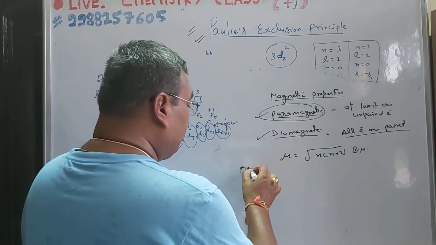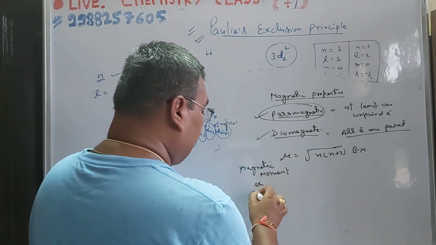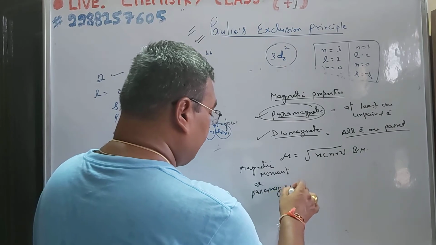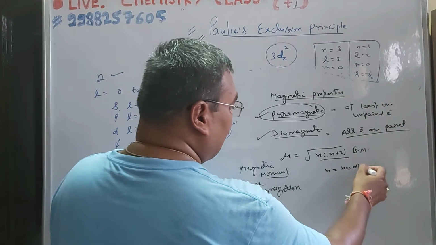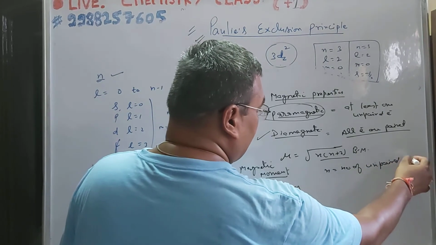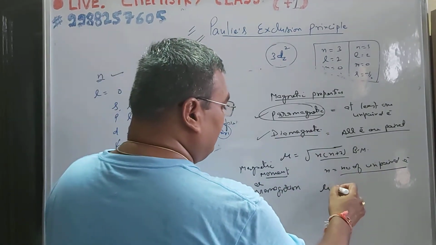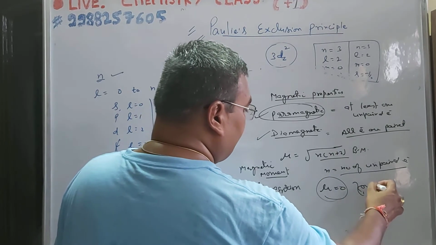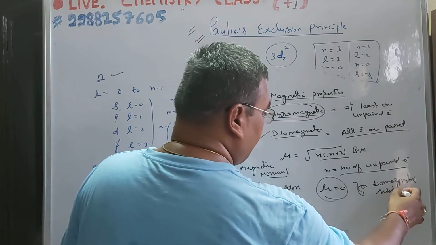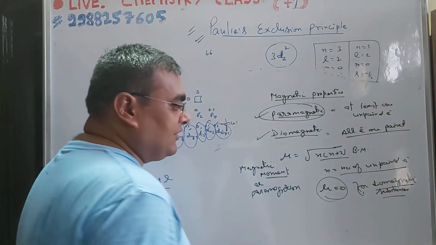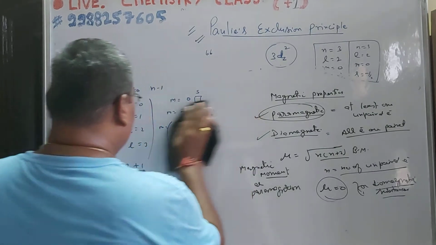This is the magnetic moment or paramagnetism, which can be determined by this formula, where n is the number of unpaired electrons. Whenever it is asked, we can find this out. Definitely, the value of this for diamagnetic substances is 0.